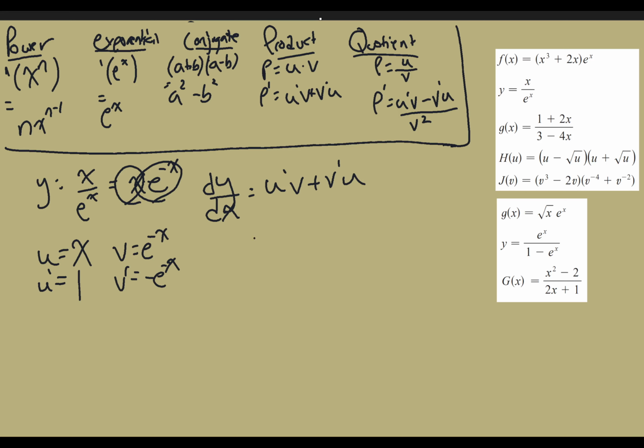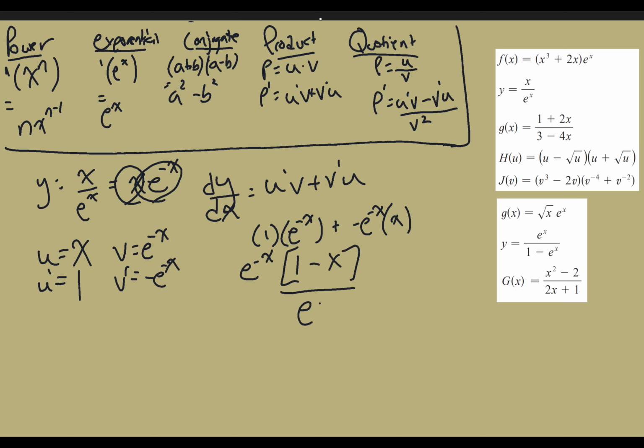Now, let's write it out. U prime, 1, times v, e to the negative x, plus v prime, negative e to the negative x, times u, which is x. So, if we take an e to the negative x out, what do we have? 1 minus x. And then I can move the e back down here, and this is our answer, 1 minus x over e to the x.